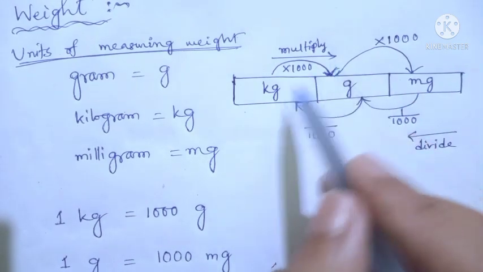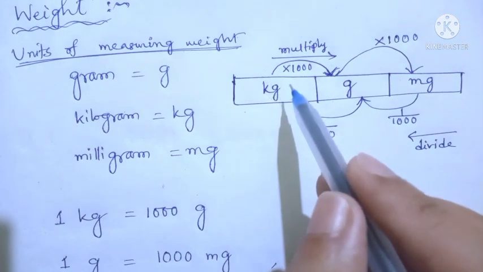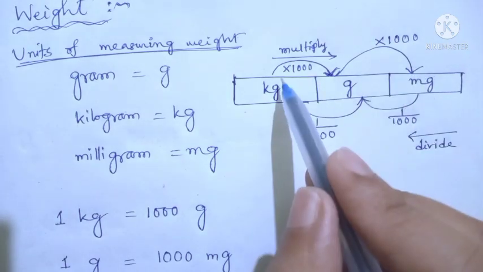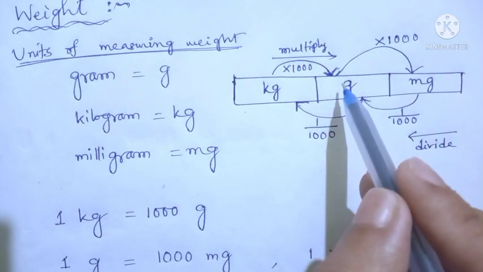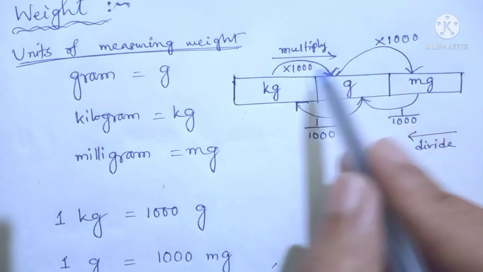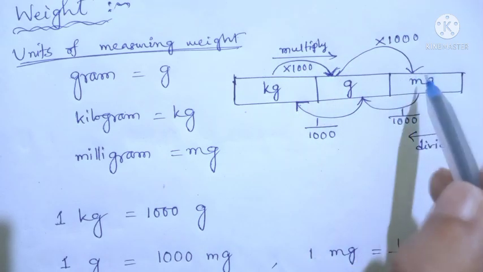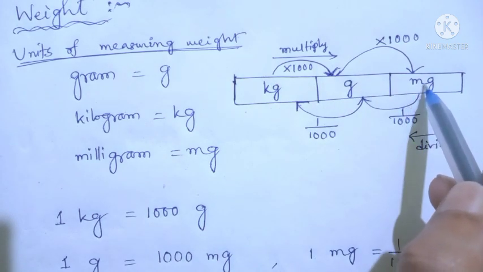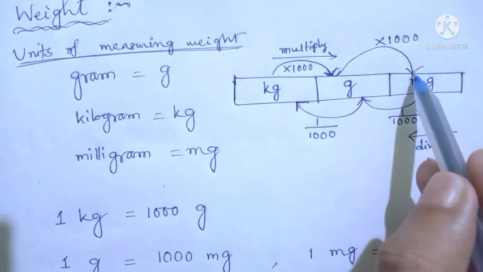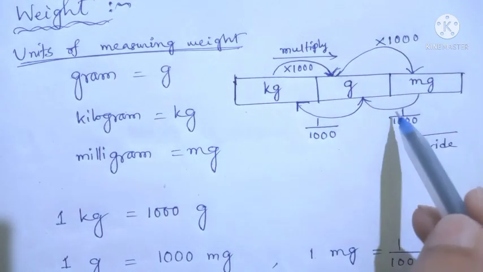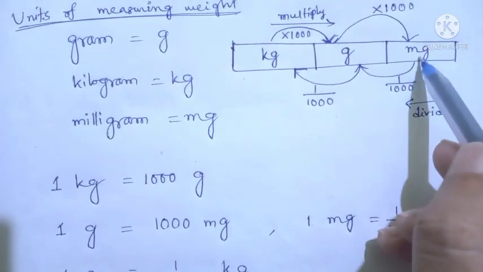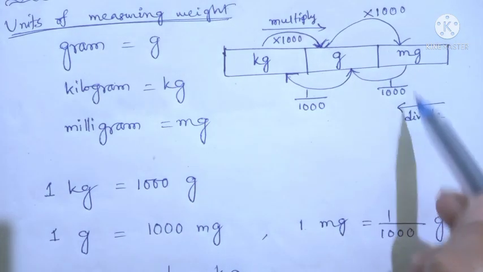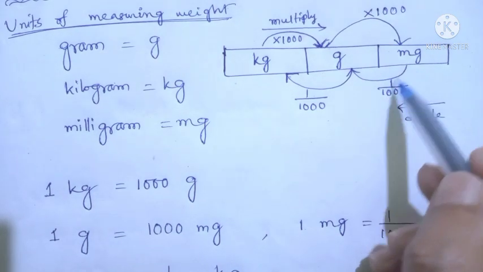G is the middle point here. So kg is the bigger unit and mg is smaller. That means bigger to smaller here. So if you want to convert kg to gram, you have to multiply 1000. For each step 1000. Okay, if you want to convert kg to milligram, you have to multiply 1000 how many times? 2 times, because 2 step. Okay, now if you want to convert mg to g, that means gram, then you have to divide. Okay, you have to divide by 1000, because for each step 1000 here.